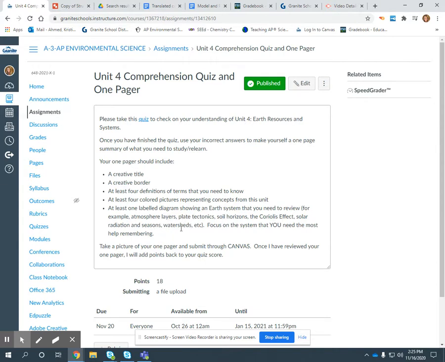Again, you don't need to do all of these diagrams, but just pick one that you need to review the most based on your score on the quiz. Again, focus on the system that you need the most help remembering. So once you guys have done the quiz and the one-pager, you'll be submitting a picture of your one-pager through Canvas, okay? And I will add points back to your quiz score once I see your study guide and see that you followed the criteria.